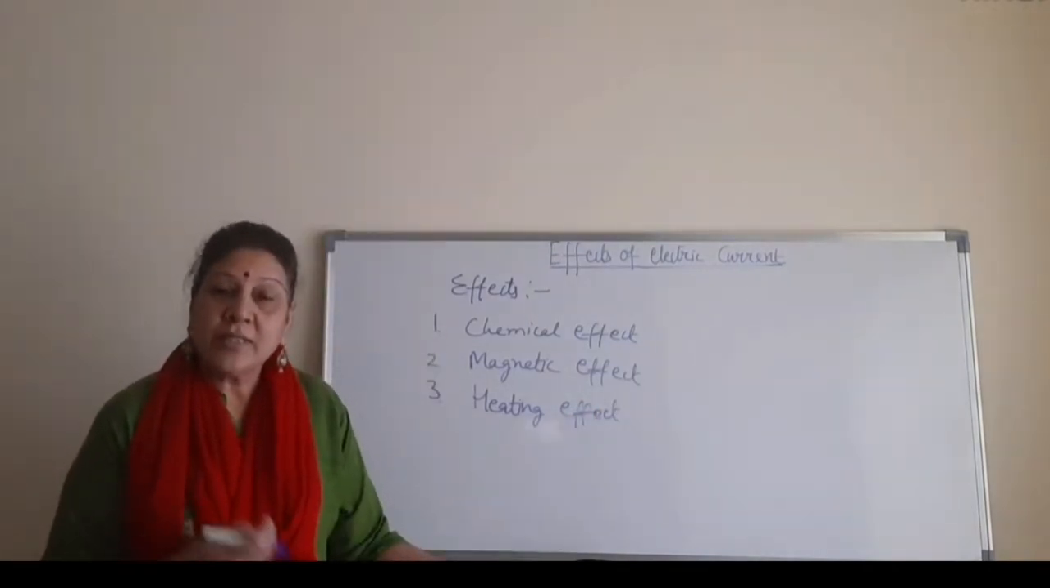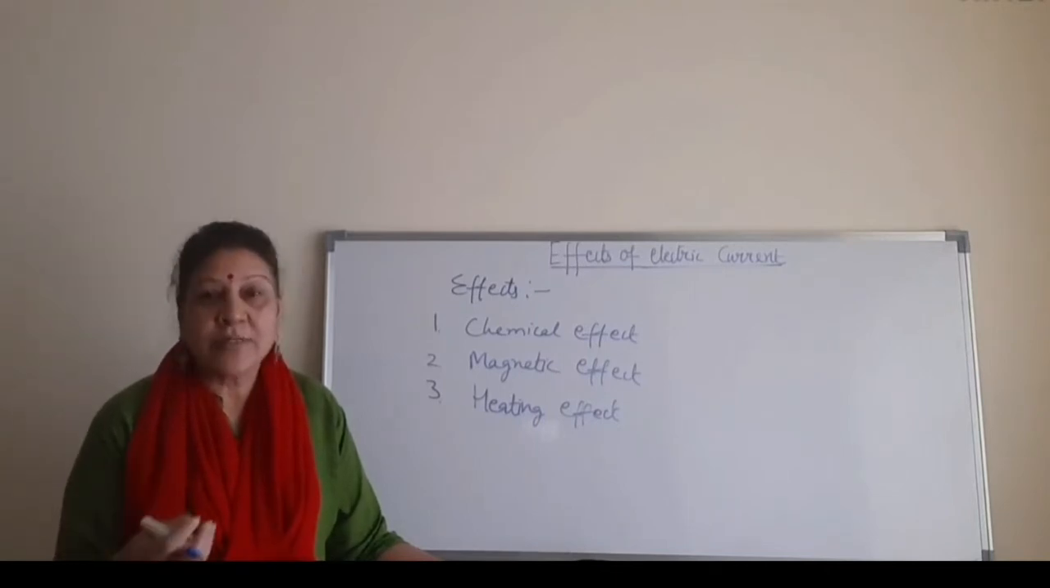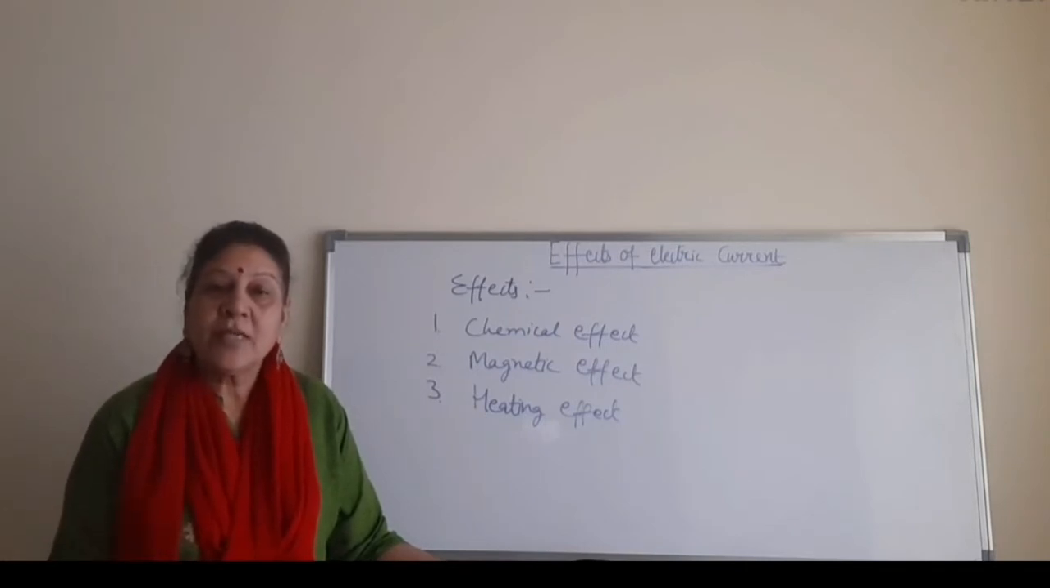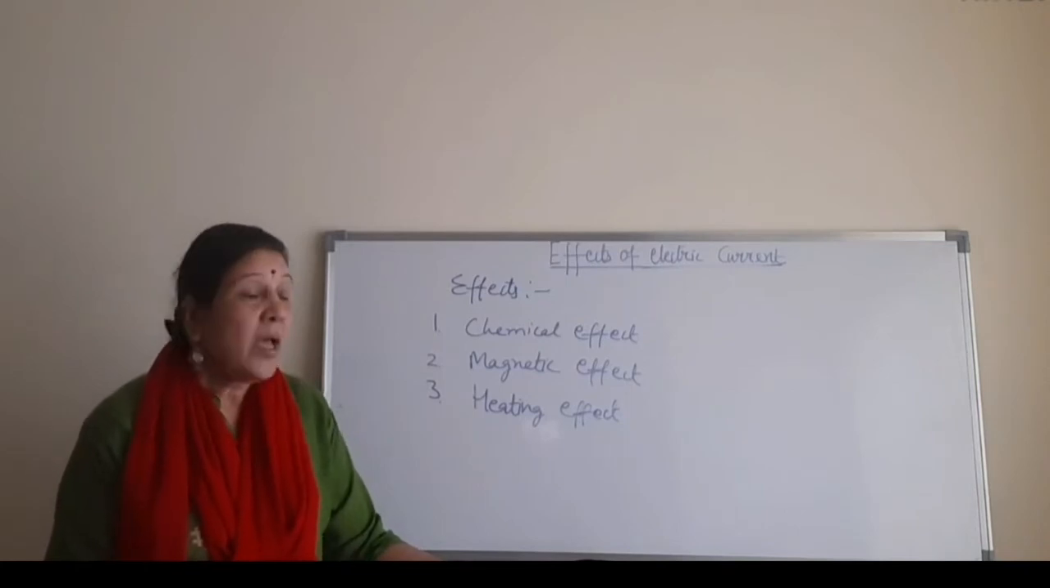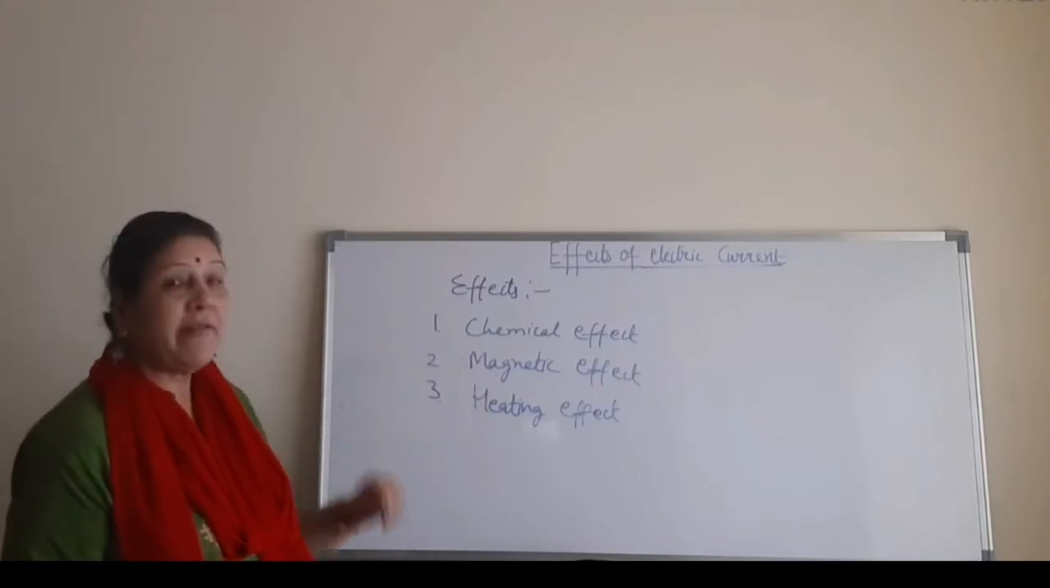In this particular effect, when electricity flows through a solution or an electrolyte, it breaks down into its ions, and that is the chemical effect of electric current. Electroplating is the best example of the chemical effect.